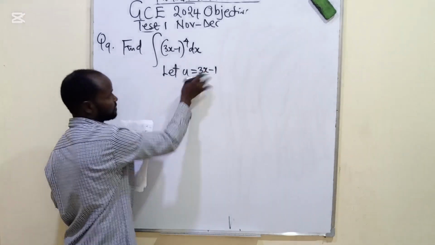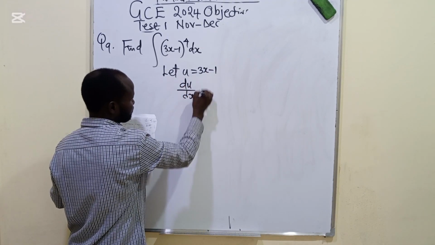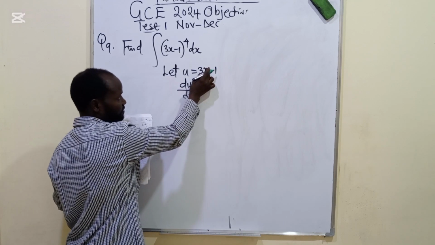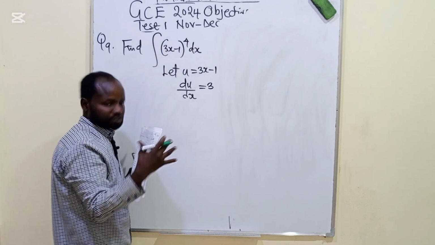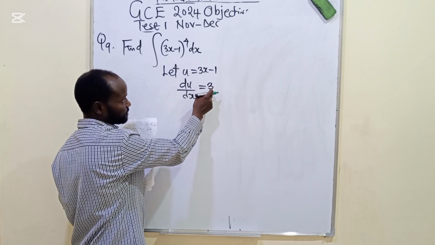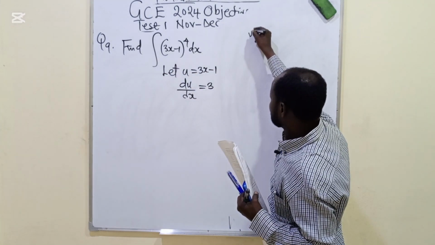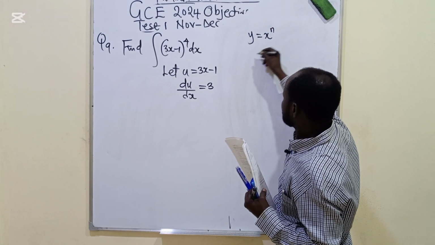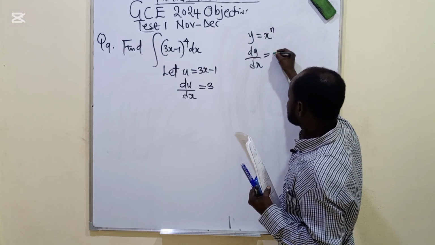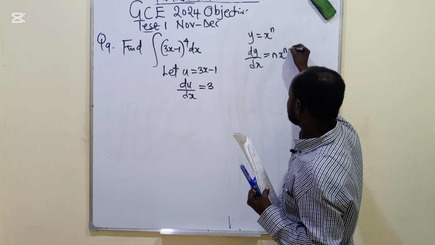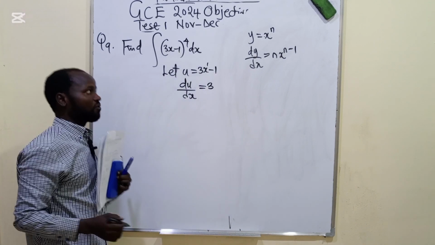Then we differentiate this, du with respect to x now. du by dx will be equal to, we differentiate 3x, we have 3. We differentiate minus 1, it is a constant, so it will be 0. So we have only 3. Using the general formula of differentiation, if we have y equals x^n, dy by dx will be equal to n x power n minus 1; the n will drop down and the power will reduce by 1. That's what I did here. This x has a power of 1.